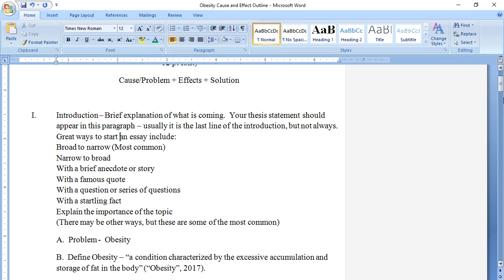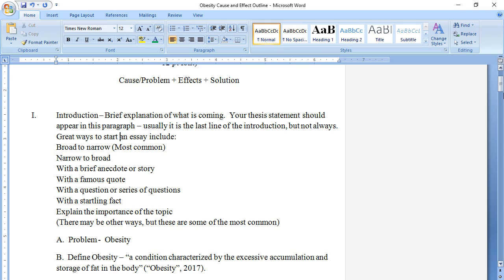My next point there is with a brief anecdote or story, which is sort of what I just told you in terms of narrow to broad. You could start narrow and broaden out. It wouldn't have to be with the story that you start. You could always start with some kind of a very specific statistic or some kind of a specific example that's not necessarily a story. But a story works great to draw people in, and it's definitely an option when you're writing an introduction. You can start with a famous quote.